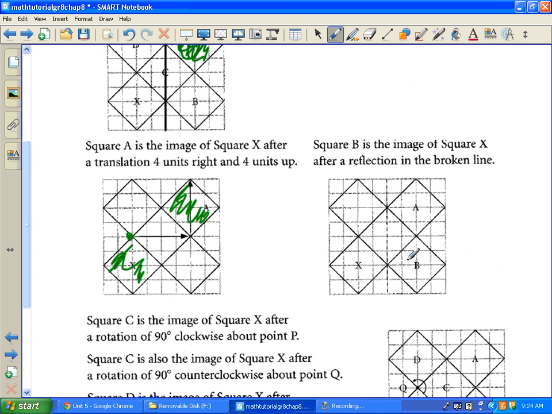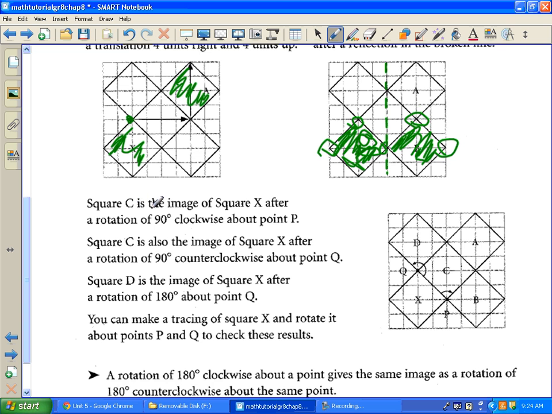Looking at square B over here, this one is the image of square X. In other words, it's an exact copy, except it's reflected using this dotted line right here as your mirror line. Okay? So every one of them, this point is the same as this point, and this point is the same, and of course this point here and this point here is the same. So they should all be the same distance from the mirror line, but in opposite directions.